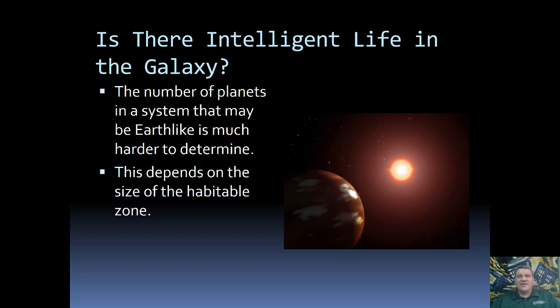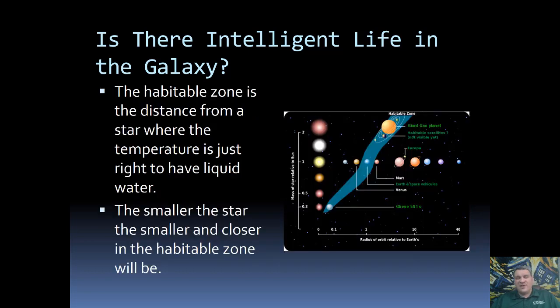A lot of this is going to depend on the habitable zone. The habitable zone is the distance away from a star where the planet gets enough sunlight that it's not cold, but it doesn't get too much sunlight so it's not super hot and baked. Okay, so, for example, in our own solar system, the Earth is very nicely positioned in the habitable zone. Venus is too close and Mars is too far away.